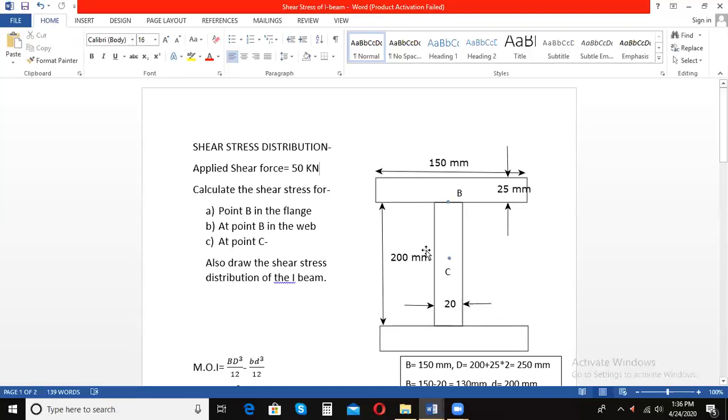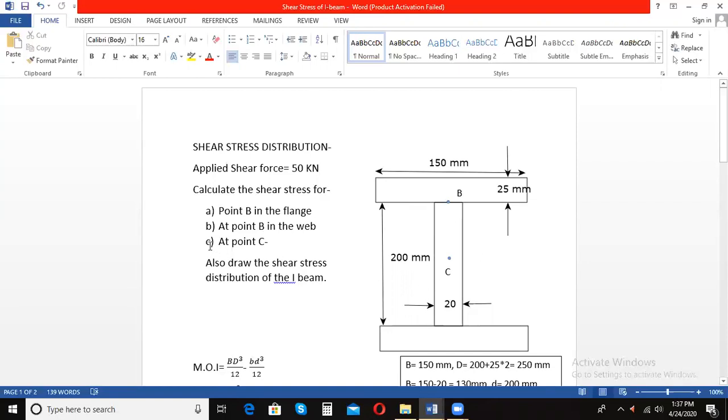Students, this is an I section, or to be more specific, an I-beam. The top member and the bottom member are known as the flange. These are the horizontal components of an I-beam, and the vertical component of an I-beam is known as the web. Second, in subdivision B, we have to calculate the shear stress at point B in the web. Again we calculate the shear stress at point B, but this time not in the flange; this time in the web.